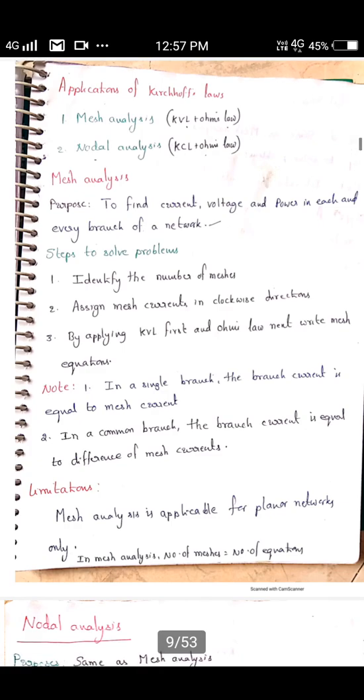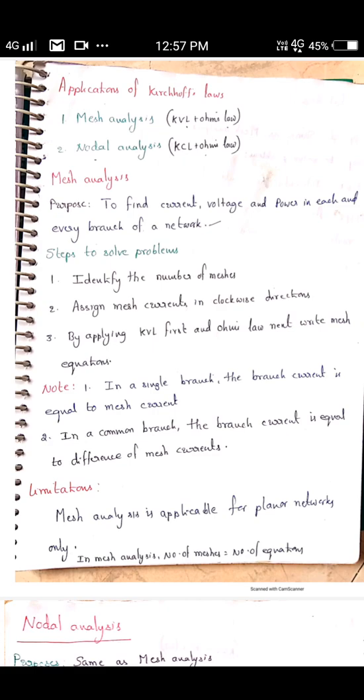To solve networks, we use some methods and techniques. These two techniques are called universal techniques, applicable for all lumped circuits. Those are mesh analysis and nodal analysis. In mesh analysis, we apply KVL plus Ohm's law. In nodal analysis, we apply KCL plus Ohm's law.